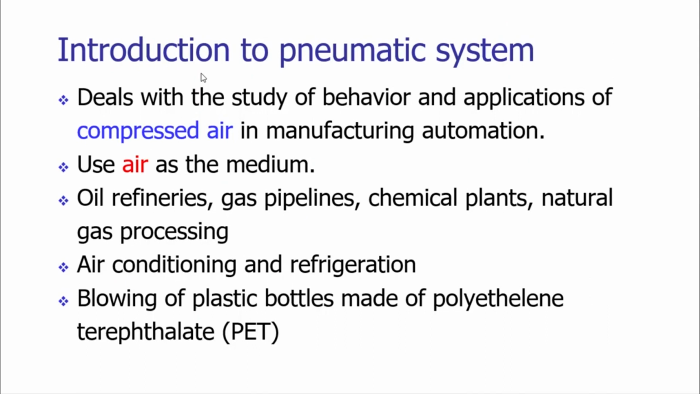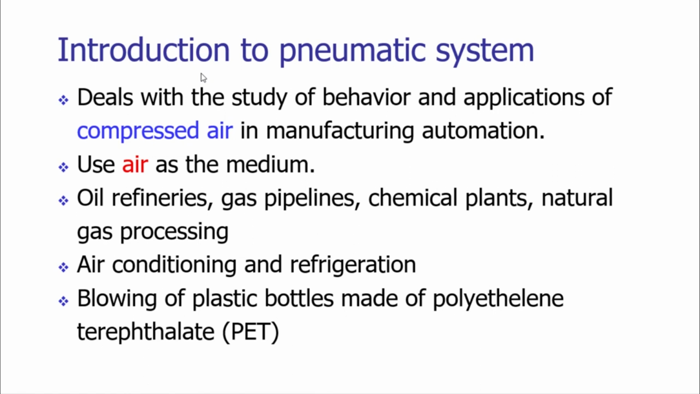In automated manufacturing systems, compressed air or compressed gases are widely used to carry out a variety of operations. It may be the processing operation, or the painting operation, or the fastening operation, that is the assembly operation, packaging, cleaning, or sensing. So for a variety of purposes, the pneumatic systems, that is the compressed gas systems or compressed air systems, are utilized.